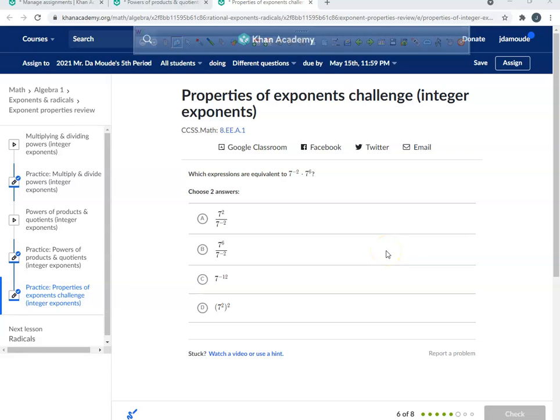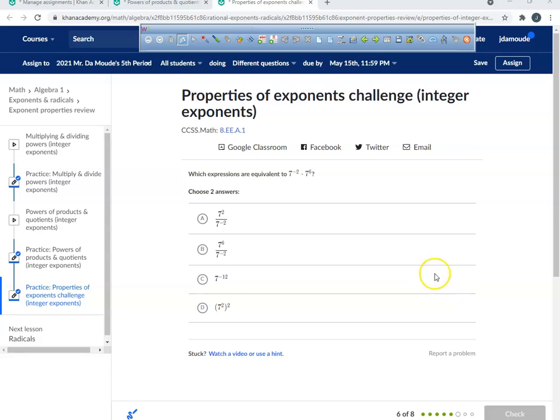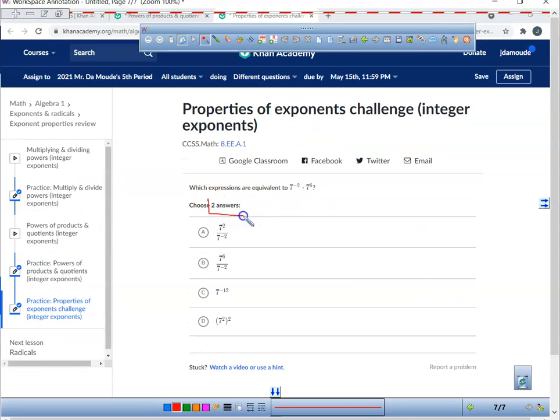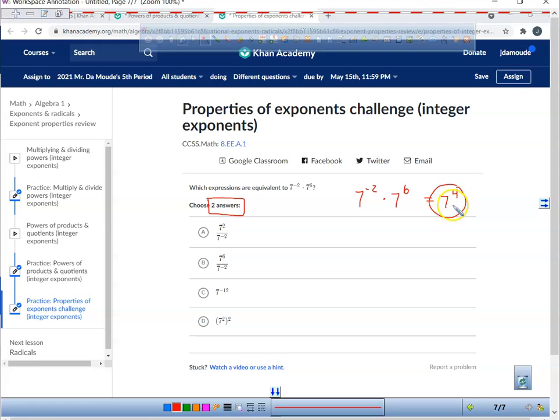All right, so I'm going to do 3 problems of this challenge. Okay, so what makes this difficult is the fact that you don't have to choose one answer, you have to choose 2 answers. So the very first thing I do is I simplify it, and I'm allowed to add those exponents together. That's 7 to the power of 4. So all I'm looking for is 2 answers that equal 7 to the power of 4.